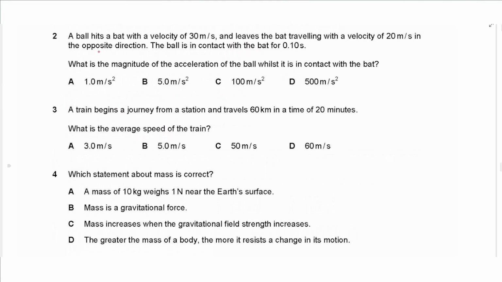Question 2 says a ball hits a bat with a velocity of 30 meters per second and leaves the bat traveling with a velocity of 20 meters per second in the opposite direction. The ball is in contact with the bat for 0.10 seconds. What is the magnitude of the acceleration of the ball? So the acceleration is equal to change in velocity over time. So the final velocity was 20 and the initial velocity was 30 in the opposite direction. So negative 30 over the time 0.10. That gives an answer of 500 meters per second squared. So the answer is D.